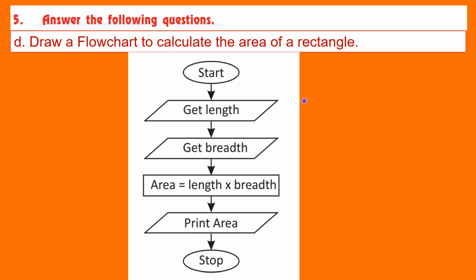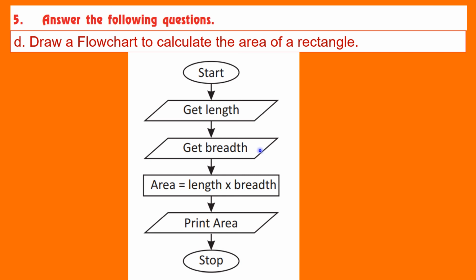So students, we need two values. One is the length and the second is the breadth. So these two are the input values. Now, as I have already told you, the input is shown with the help of a parallelogram, and parallelogram is also known as input-output box. So we will draw two parallelograms, in which in the first parallelogram we get the length from the user, then in the second we get breadth from the user. These two are the input values.